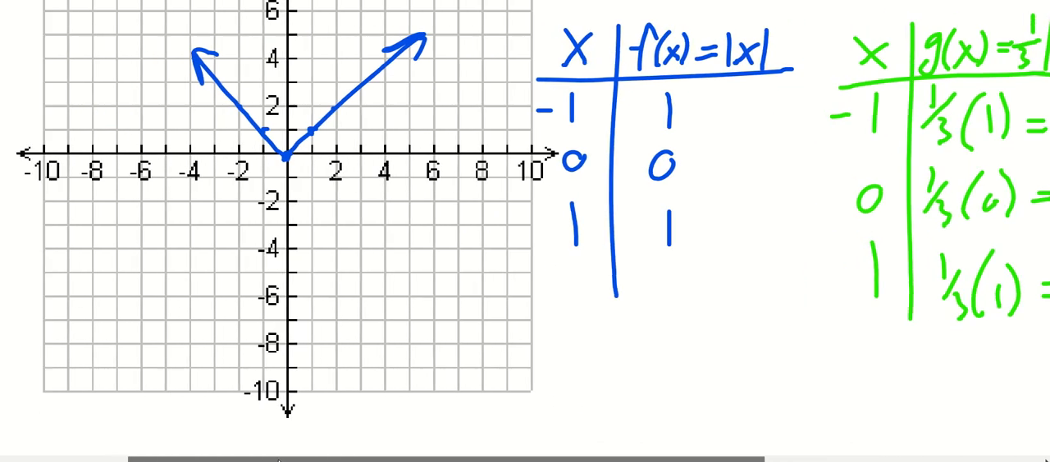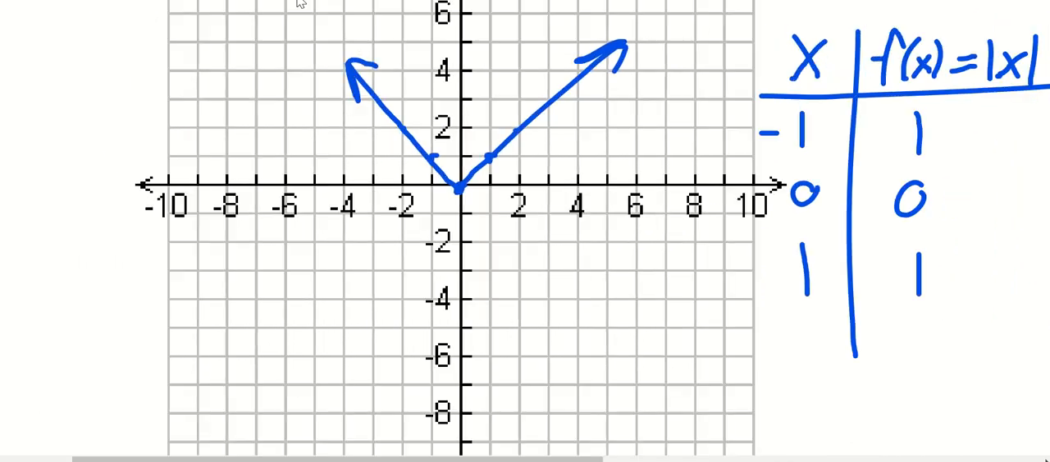Let's go ahead and graph those points. So we have 0, 0, which is right here. We have 1, 1/3, which would be right here. We have -1, 1/3, which is right there. And now we can go ahead and draw the shape. And so this would be the graph of 1/3 the absolute value of x.